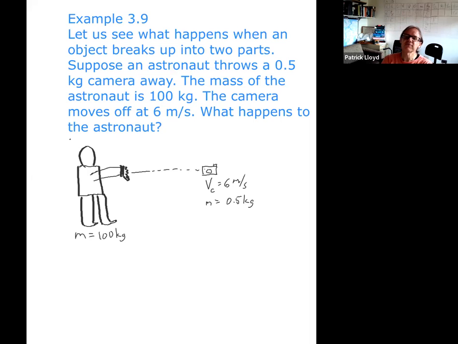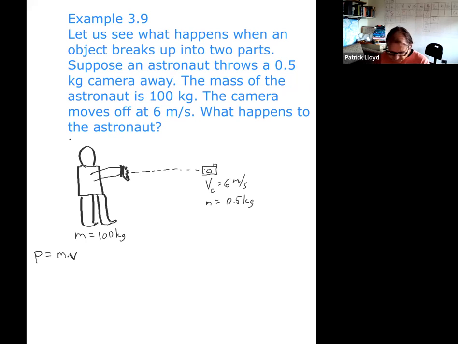Suppose an astronaut floating in space throws a 0.5 kilogram camera away. The mass of the astronaut is 100 kilograms, and the camera moves off at 6 meters per second relative to the astronaut. What happens to the astronaut? So the idea here is we have this thing called linear momentum. It's a type of motion. It's the mass of the object times its velocity, right?